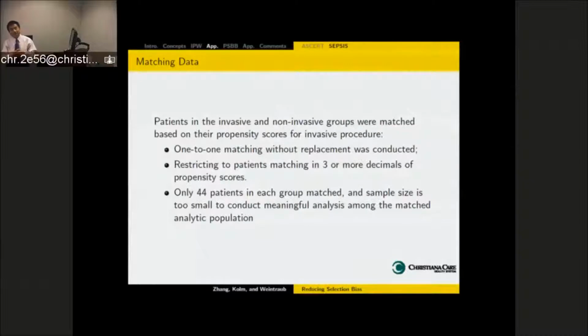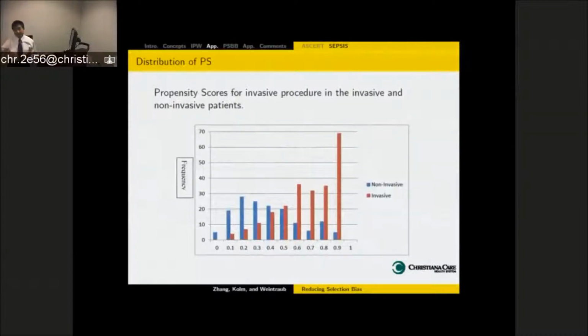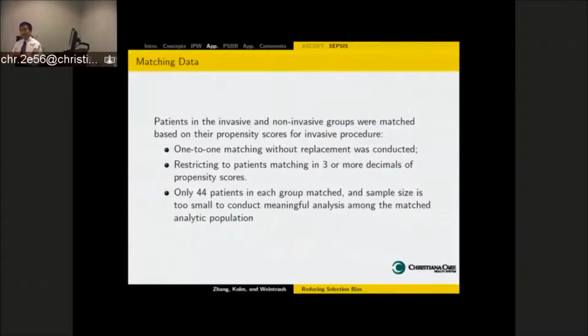Because there wasn't much overlap. Yes, the propensity scores differ too much between the invasive and non-invasive groups. This is the distribution of propensity score for both groups. It's only in a couple of categories of propensity scores, just in the middle. So at the extremes, you're going to have a real problem. If we use matched data to analyze this data set, the results could be very misleading. So we decided that for this observational study, the matched data analysis is not appropriate.